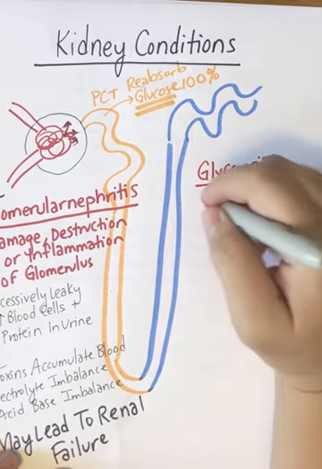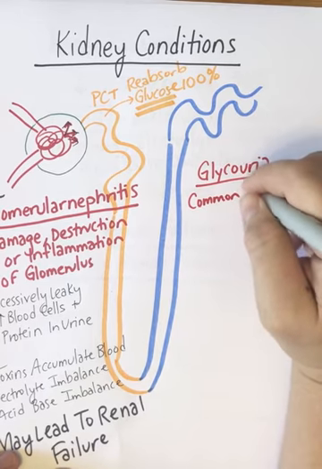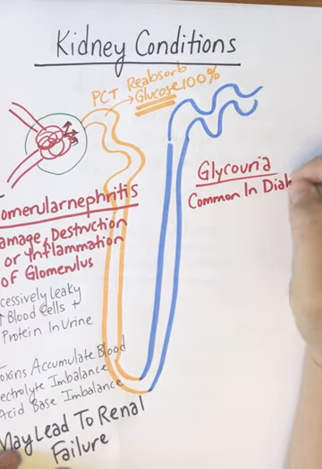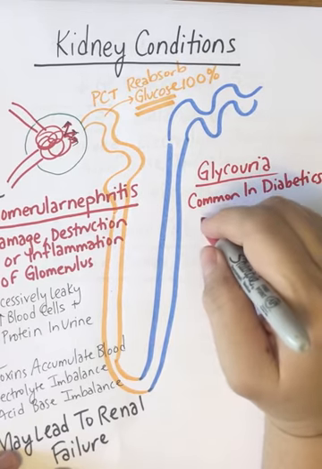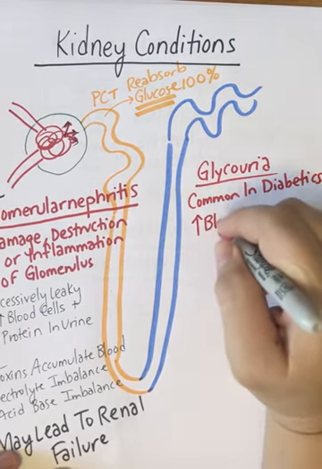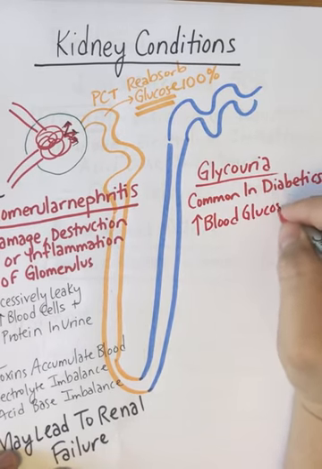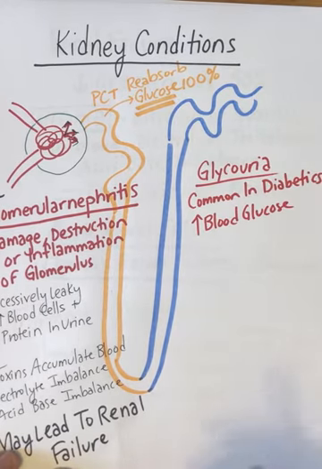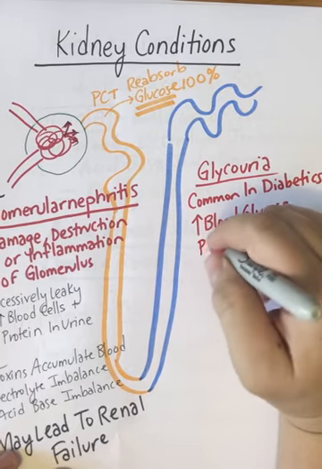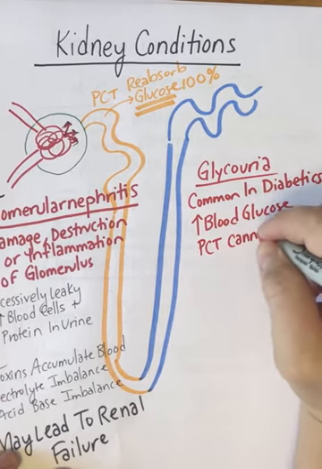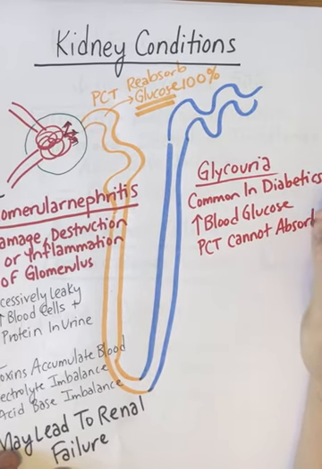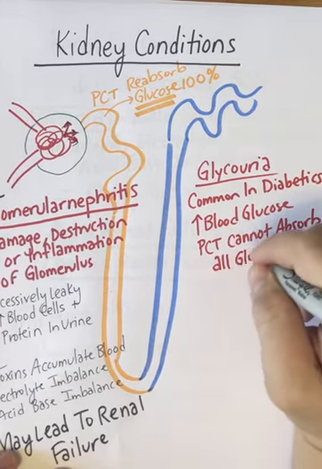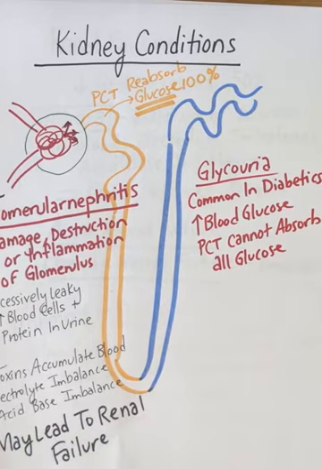Now, this is going to be common in diabetics. When your blood glucose gets way too high, we basically say it's at threshold, and your proximal convoluted tubule cannot absorb all of the glucose. So some of it gets leaked into the filtrate because your levels are very, very high. Now, the bad thing about this is water always follows the party.